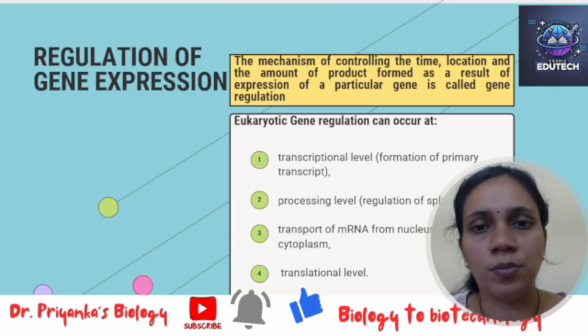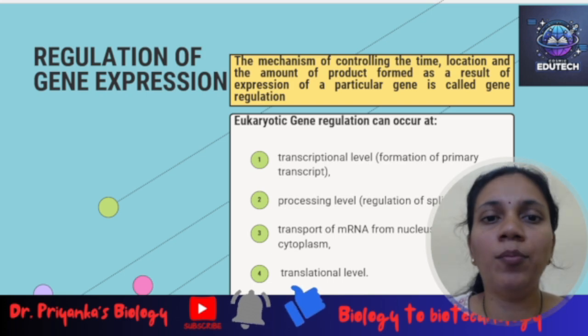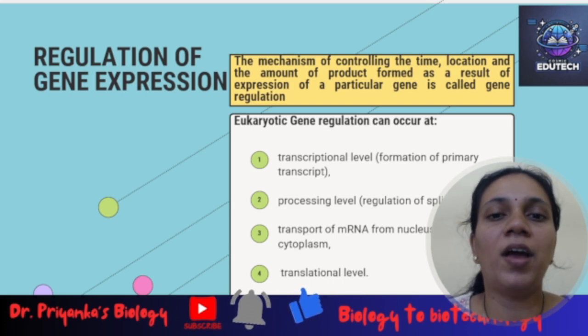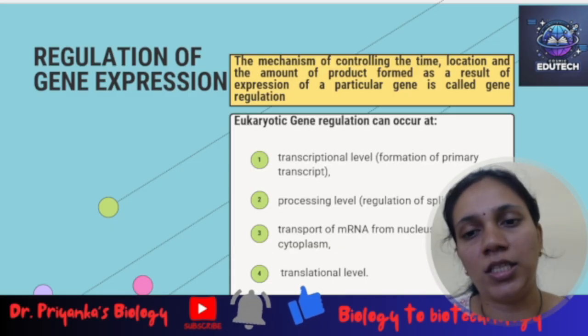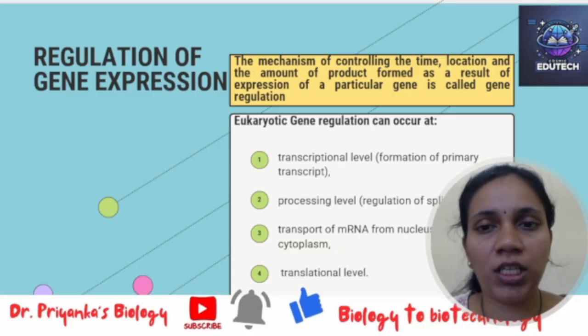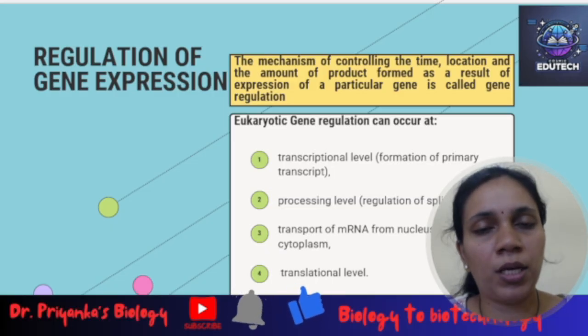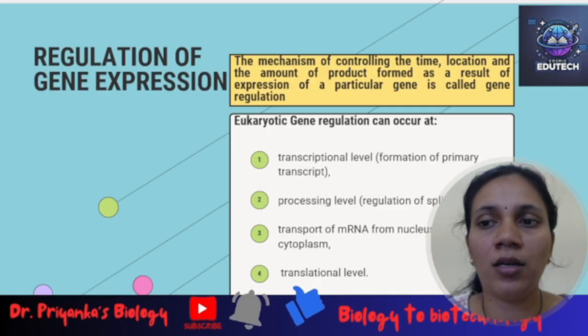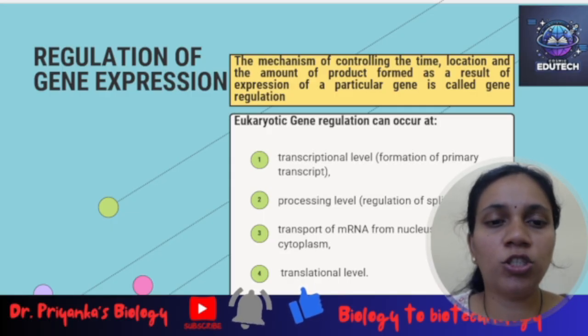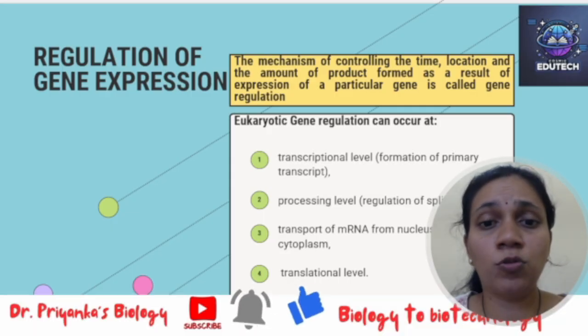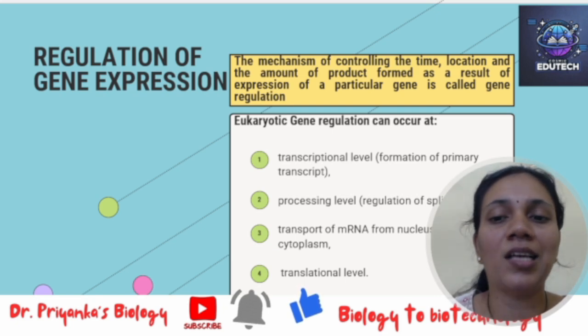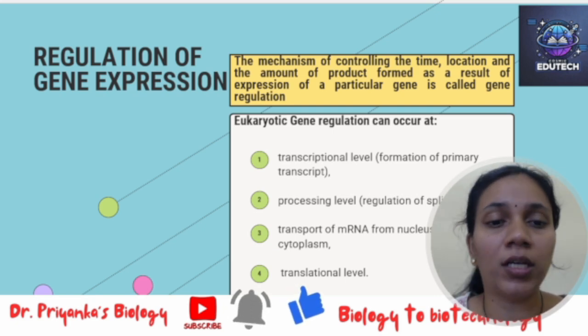So it's a mechanism that controls the time, location and the amount of product formed as a result of expression of a particular gene. So this is called gene regulation. Before we move on, there are certain things which I would like to bring to your notice. It may be a multicellular organism like a human being or a single-cell organism like a bacteria. This regulation of gene expression occurs to control which protein is synthesized when and in how much quantity.